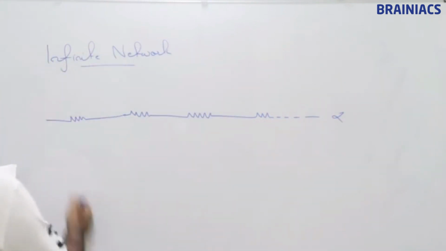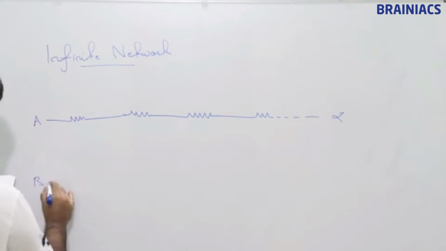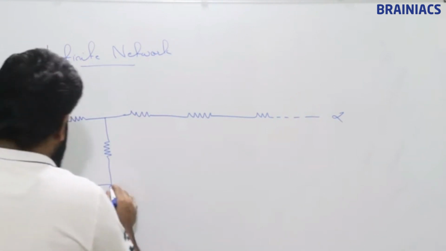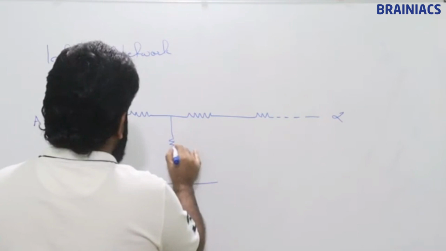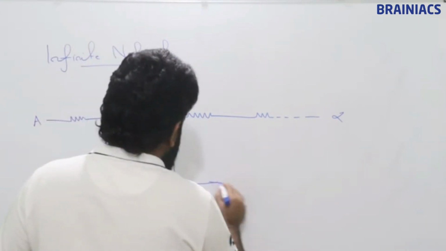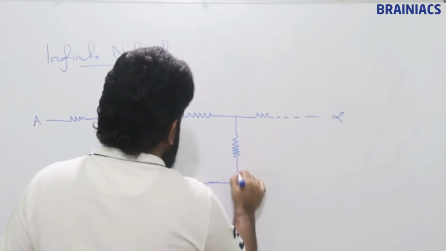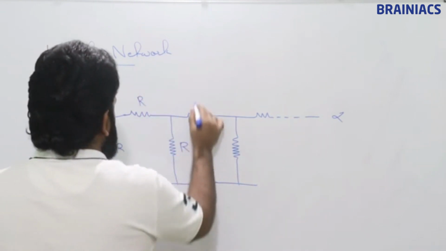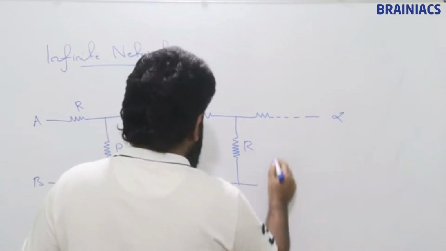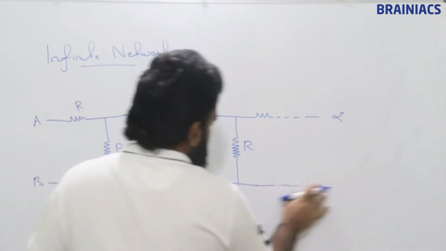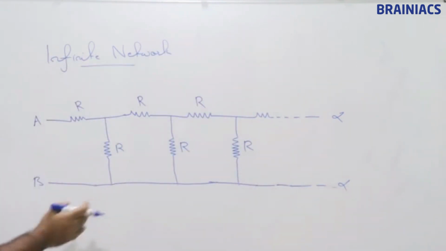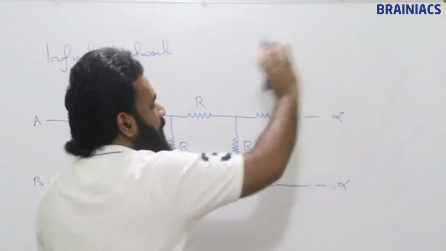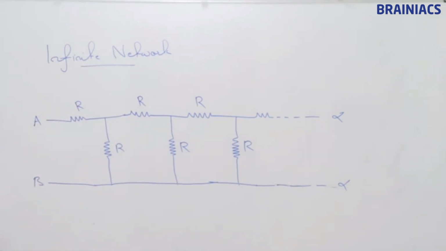This goes up to infinity. Okay, terminal A, then terminal B. So this kind of network, terminal A, terminal B, some ladder kind of resistances will be given and that will be going to infinity. So how to solve these kind of problems?